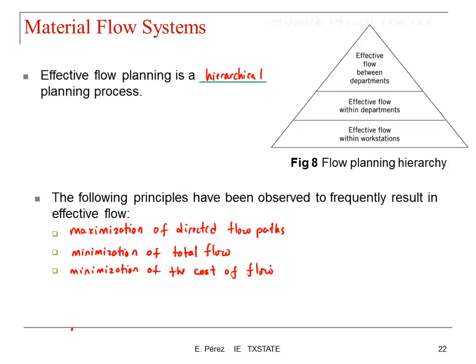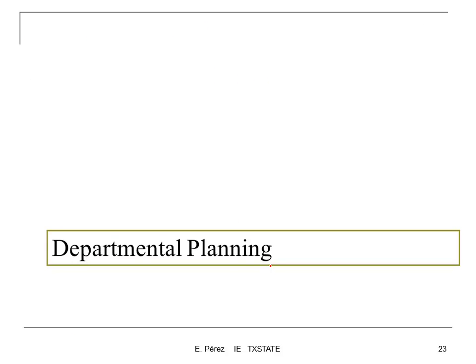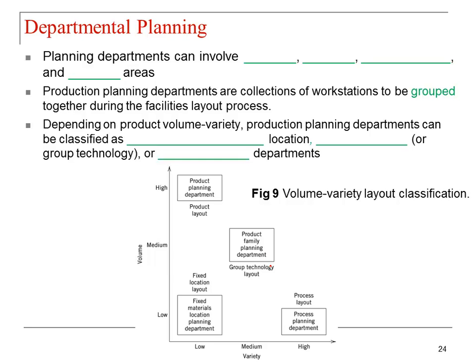But now let's talk about departmental planning. So planning departments can involve production, support, administrative, and service areas.